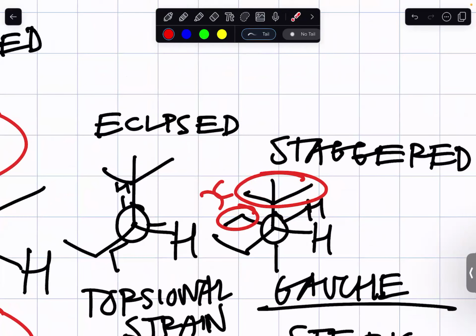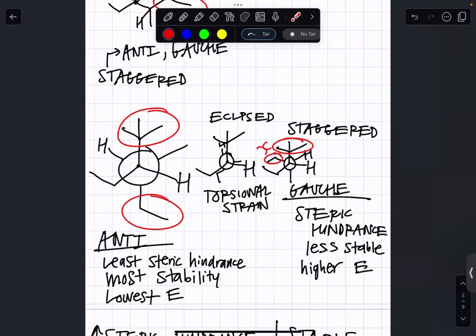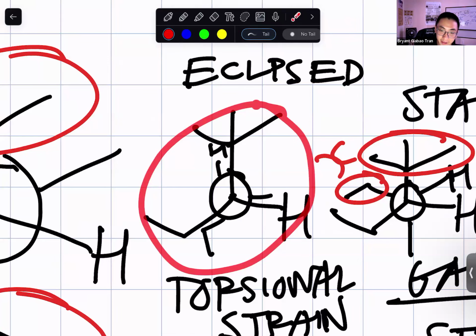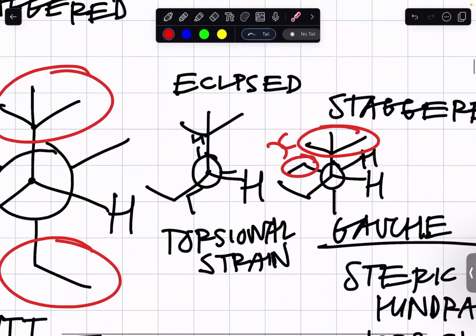And you said that was eclipsed that you're referring to? This is eclipsed right here. Yeah, that's eclipsed, where the groups are on top of each other, eclipsing each other, 0 degrees from each other. And that introduces torsional strain.